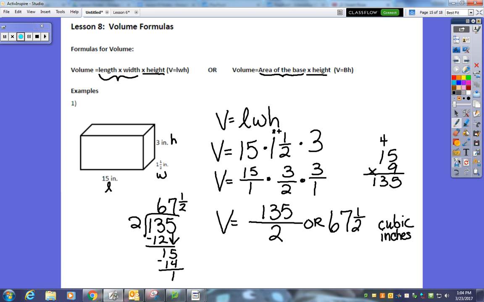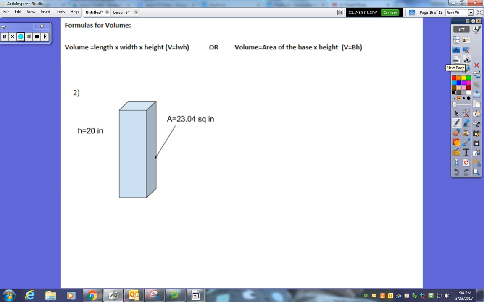Okay, let's look at the next example. If you look at the next example, they're telling us our height, and then they're telling us the area of one of the bases. So they've already done that length times width step for us, and they're writing it in as the area of the base. So because we're given the area of the base and we're given the height, we're going to use the second formula. V equals area of the base times height.